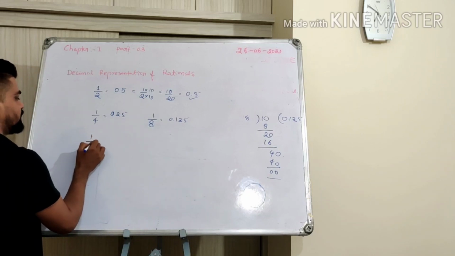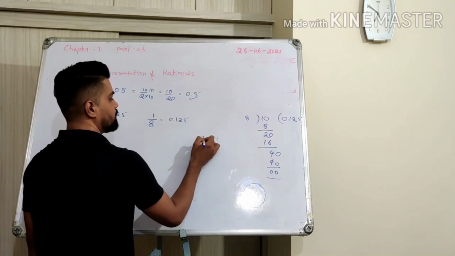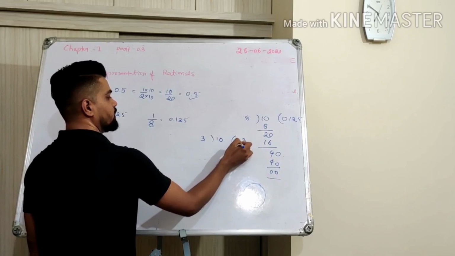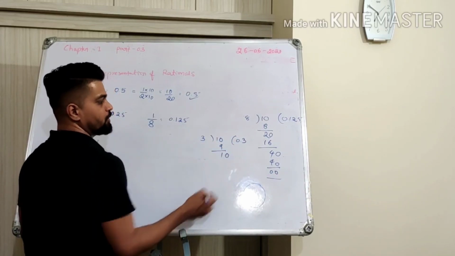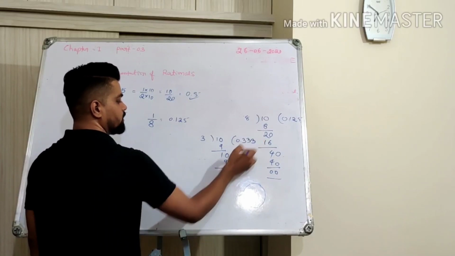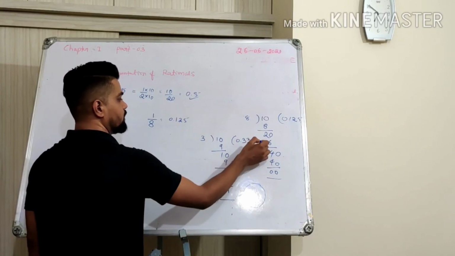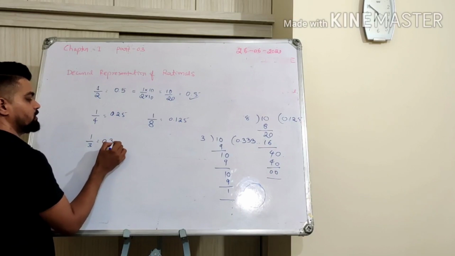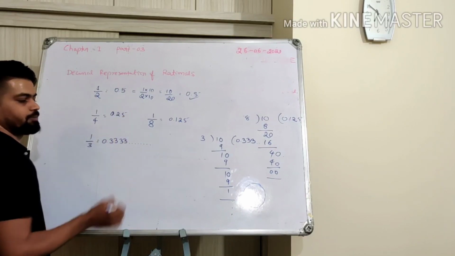Now let's go for 1 by 3. If you divide 1 by 3, what happens is, you put a decimal, get 0 here, 3 3s are 9, I get again 1, again I need one more 0, 3 3s are 9, again I get 1, and it goes on forever. So what do you mean by that? The decimal representation of 1 by 3 is 0.3333 and it will never stop.